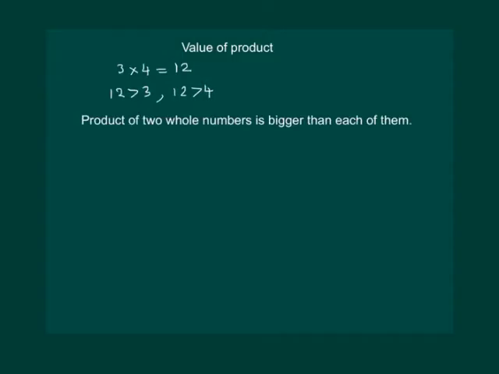Let us find the product of two whole numbers. Say 3 into 4 gives us 12, and 12 is greater than 3 as well as 4. That means the product of two whole numbers is bigger than each of them. Let us now see what happens if we take two proper fractions.